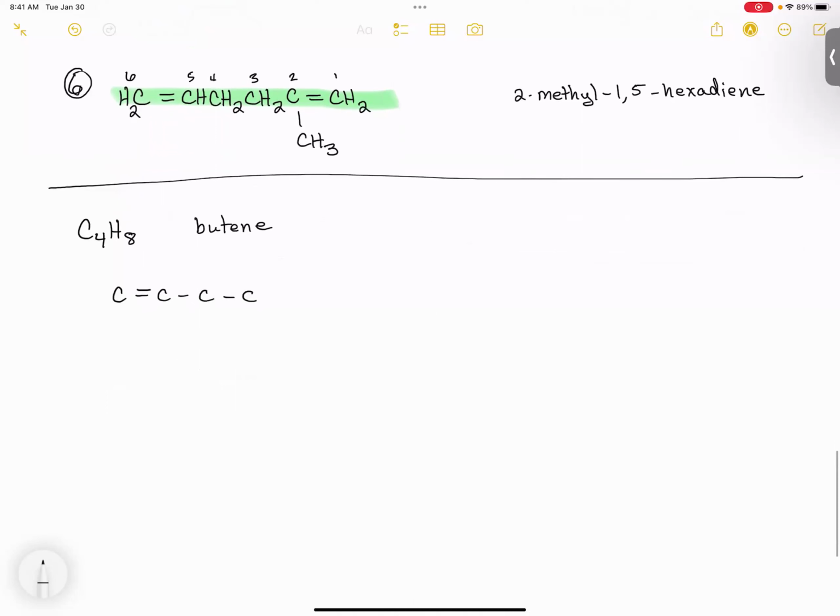Now, unlike before where the next step would be to remove an alkyl group and move it around, I got to move around the double bond first. So yesterday we would take an alkyl group and move it around, and then chop off a second alkyl group and move it around. But when you got a double bond, your first step is to move the double bond around to get different ones. So this is one butene.